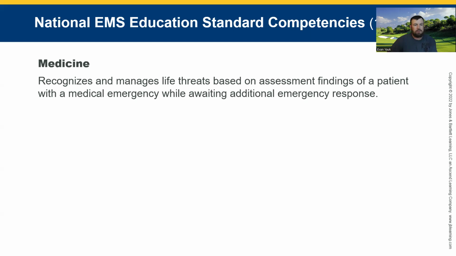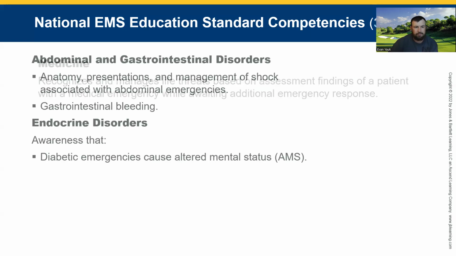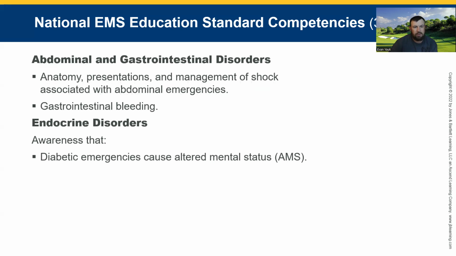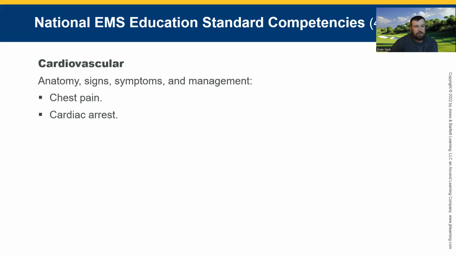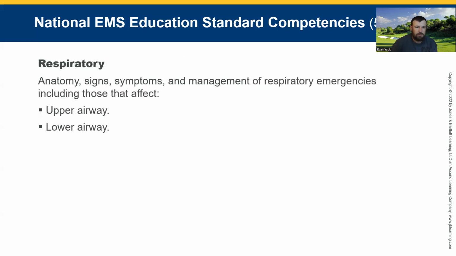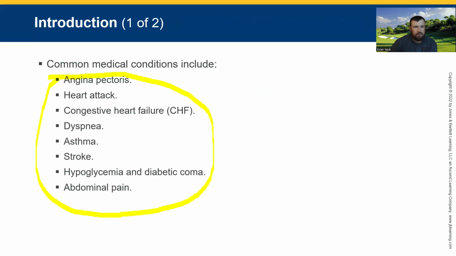So, we're going to recognize and manage life threats based on our assessment, which we talked about in chapter 9. Assessment's huge. From here on out, you're going to hear that a lot. We're going to talk about abdominal and gastrointestinal disorders, endocrine disorders, cardiovascular, and respiratory, so upper and lower alveoli. Some common medical conditions that we are going to hit, and we're going to break these down one by one with their meanings and examples.